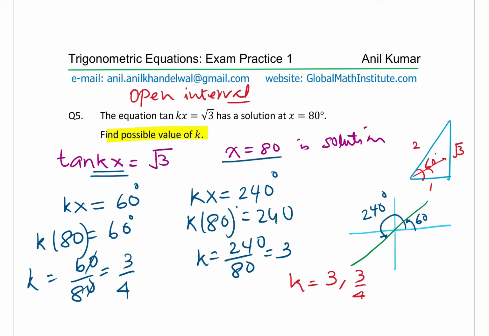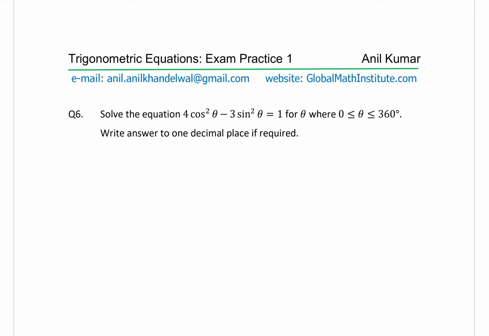And if it is not specified, the question says the equation kx equals square root 3 has a solution of this. Find a possible value. Since they are not even adding an s to it, we can actually just restrict our answer to k equals 3. Perfect. Makes sense, right? So let's move on and take the next question.